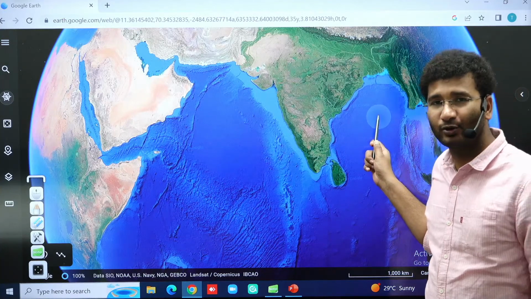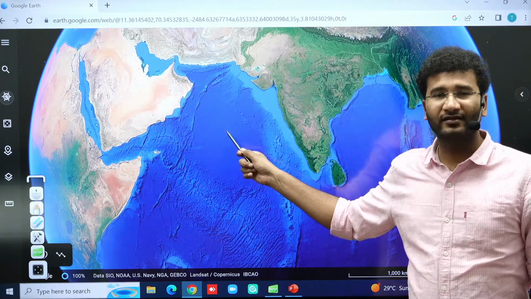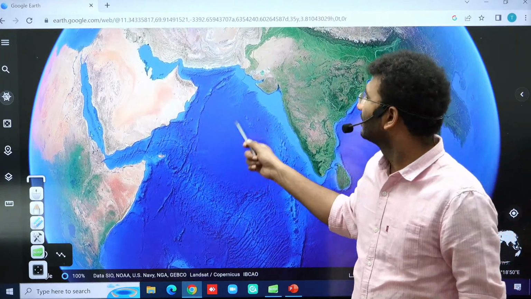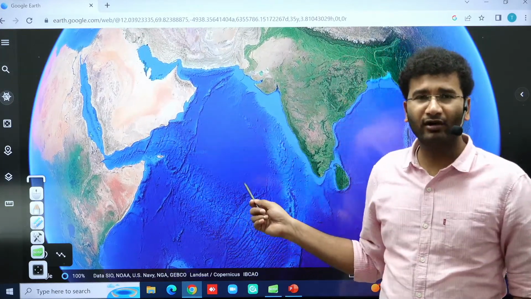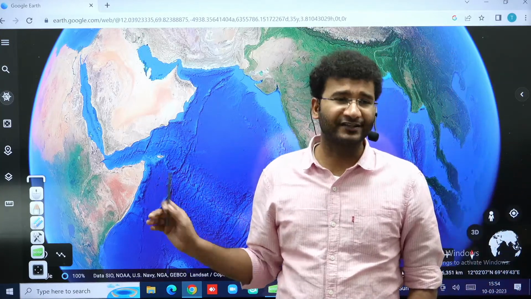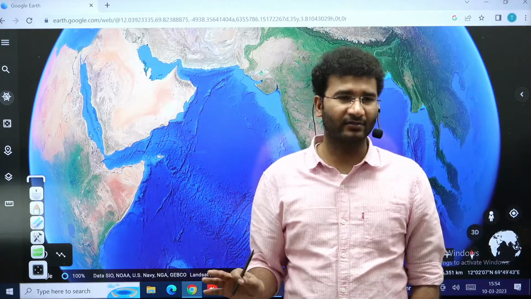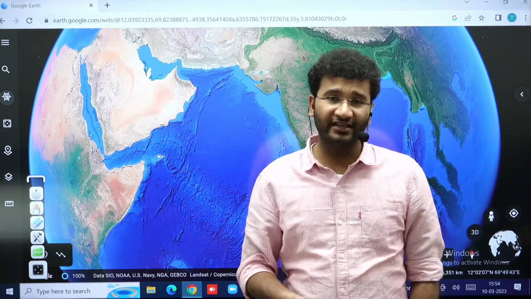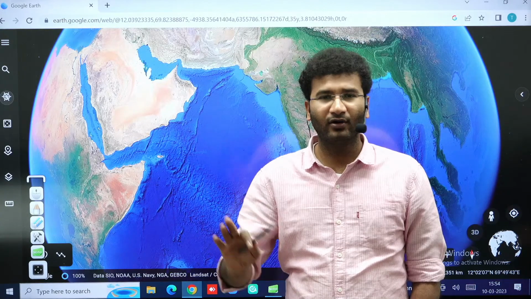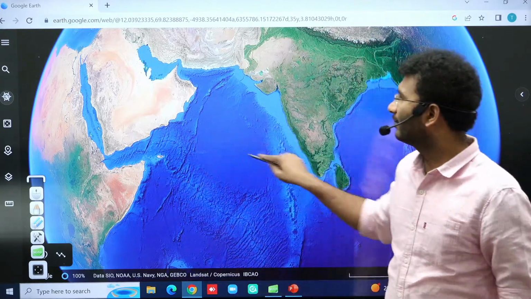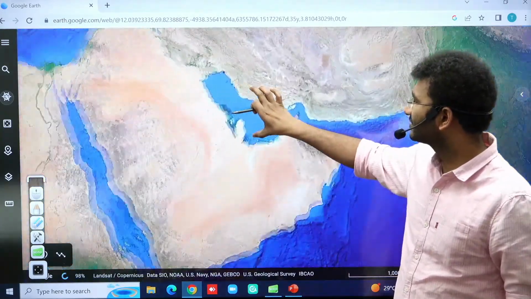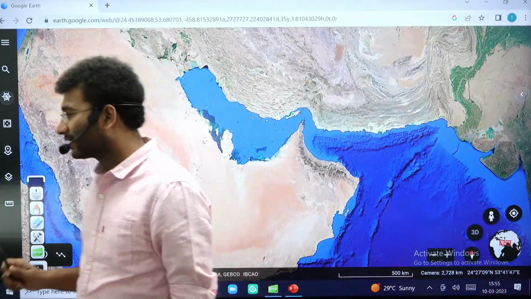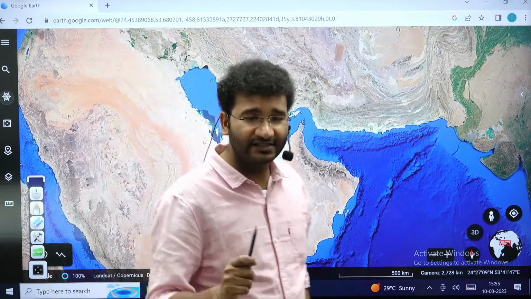The answer is no. Arabian Sea. Is it a marginal sea? The answer is no, because the depth of the Arabian Sea and the Bay of Bengal, on average, can go up to 3,000 meters. It's not a marginal sea. A marginal sea means the entire sea should be present on a shallow area or a continental shelf. Come back. What is this? Persian Gulf. Is the Persian Gulf a marginal sea? The answer is yes, it is a marginal sea.